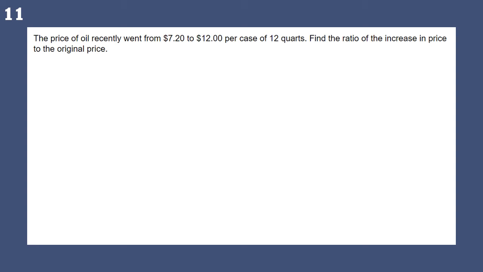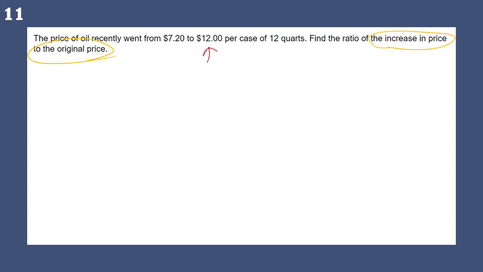The price of oil recently went from $7.20 to $12 per case of 12 quarts. Find the ratio of the increase in price to the original price. So it says the ratio of the increase in price to the original price. I've got 2 things I need. First thing I need is the increase in price. So what is the increase in price?